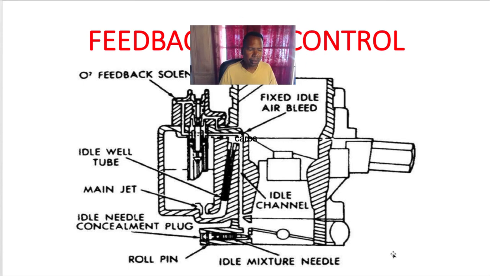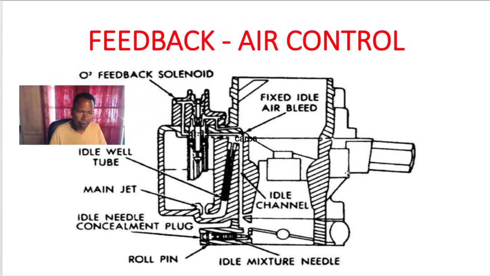And here's the feedback air control. They call it the O2 feedback solenoid. We just looked at it. Here's the main wells. Here's the air bleeds internally. Throttle plate, airflow mixture screw, main jets. Okay, that's the 7 circuits of the carburetor.